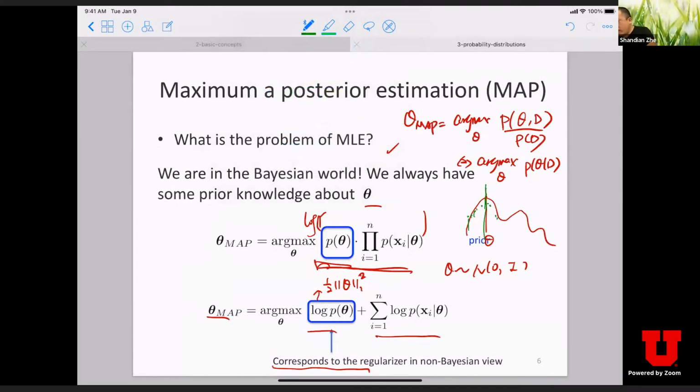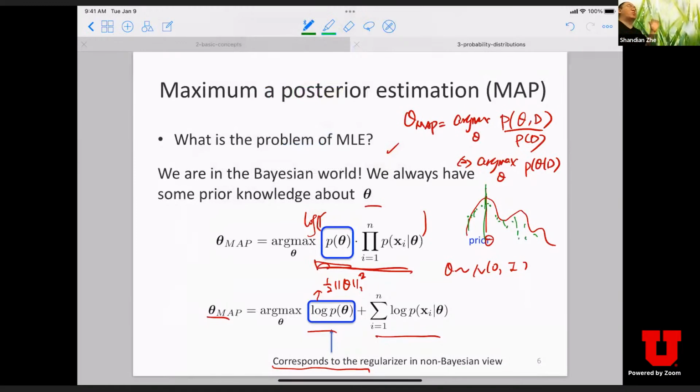I want to know, when theta takes different values, how likely is it? We want all that information, not just the choice of theta which has the maximum possible chance to appear in the posterior distribution. We're looking at the whole distribution. It's not just one point. That's from the Bayesian perspective.